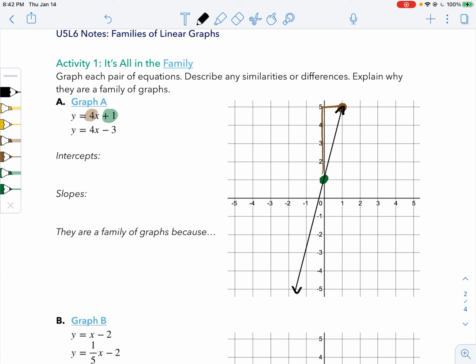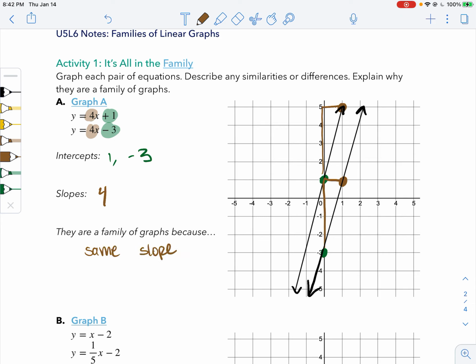Next one has a different y-intercept at -3, but it has the same slope, up 4 over 1. So we connect those 2 points, and if we did this correctly, they should run about parallel. So that's very exciting. Their y-intercepts are different. They're at 1, they're at -3, but their slopes are the same. So they are a family of graphs because they have the same slope.